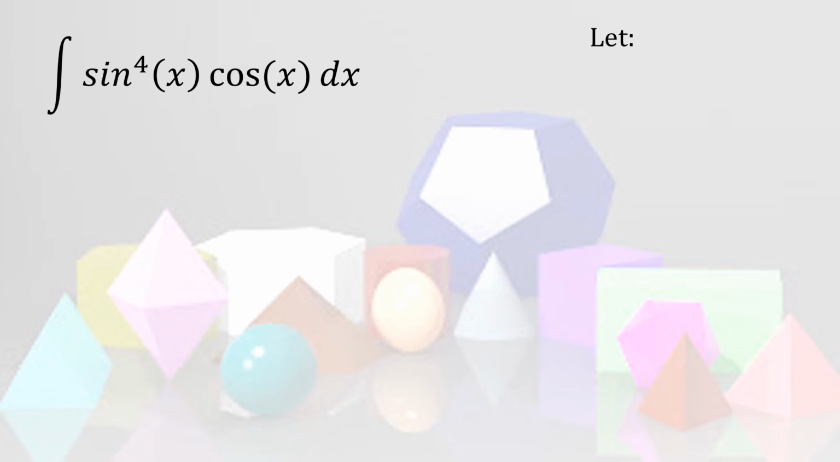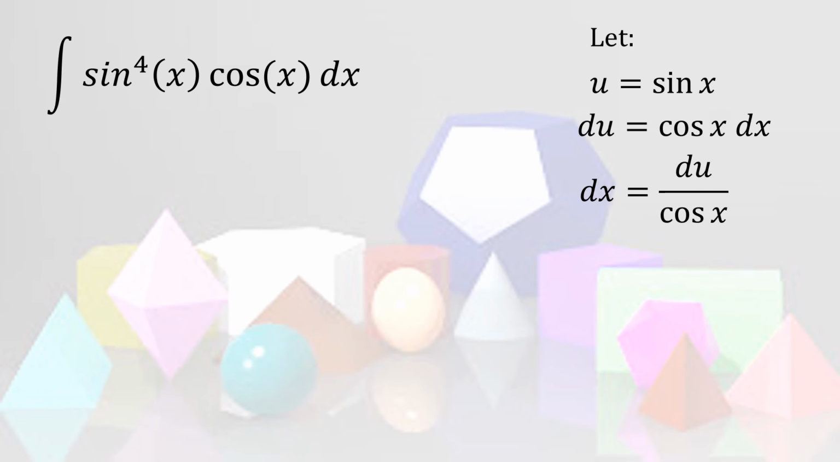So let us have another one. Let us determine the integral of sine to the fourth x cosine x dx. The first thing we need to do here is to let u equals sine x, and then the derivative of sine x equals cosine x. So du equals cosine x dx. And then we are going to find dx. To find dx, we are going to divide both sides by cosine x.